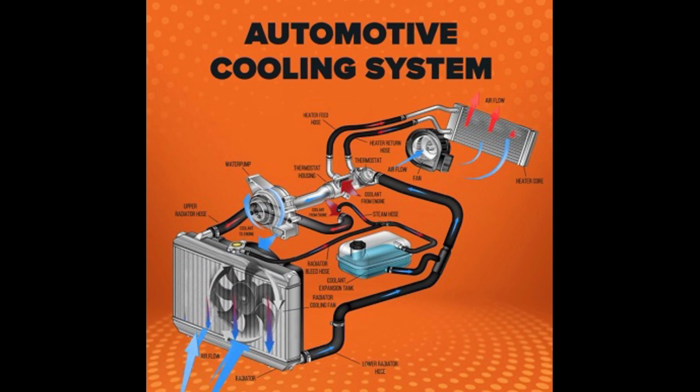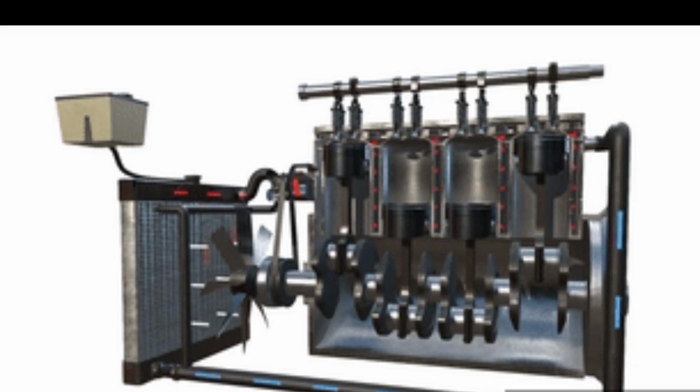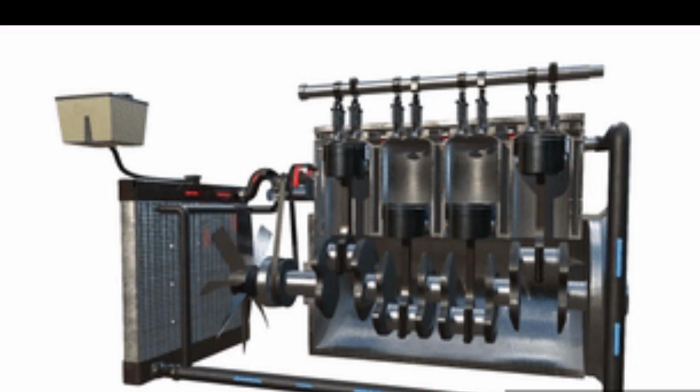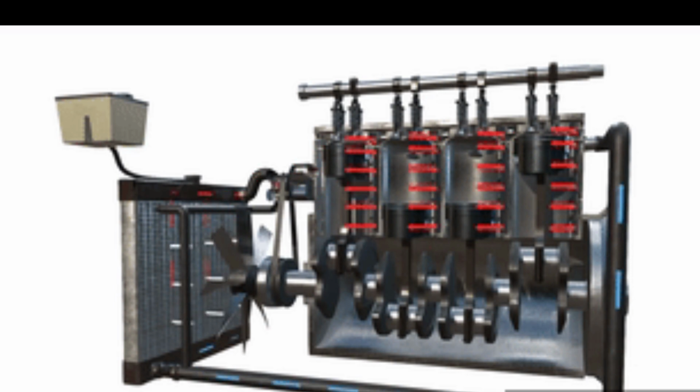Coolant systems are commonly used in automobiles, computers, power plants, industrial machinery, and other applications where heat management is critical. The coolant system typically consists of several key components. 1. Coolant, a specialized fluid, often a mixture of water and antifreeze, that circulates through the system to absorb heat and carry it away from the heat source.